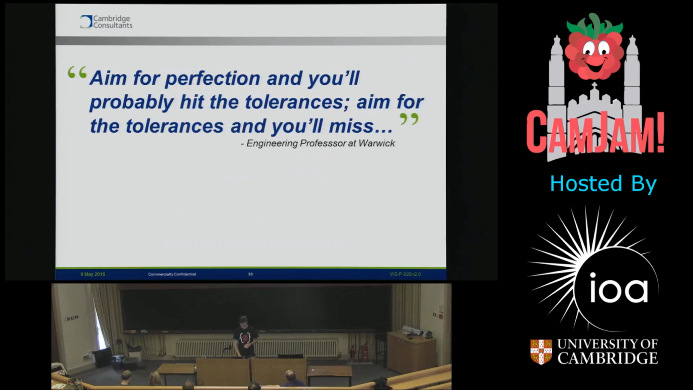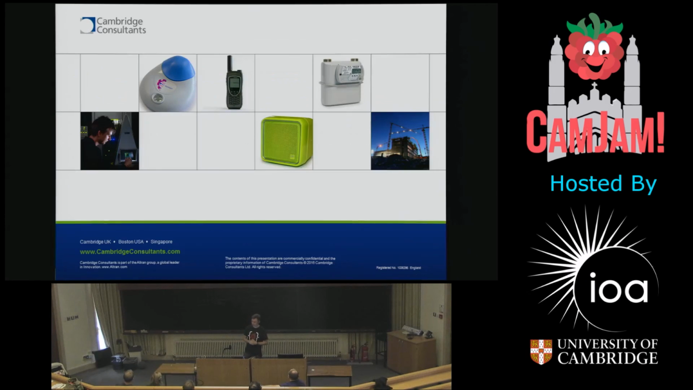And I'll leave you with a quote from one of my professors at the University of Warwick. He said, if you aim for perfection, you'll probably hit the tolerances, and that's all right. If you aim for the tolerances, if you aim to produce something that's okay, you'll miss. So aim for perfection, see how many of these you do on your project, and come and talk to me afterwards. Thank you very much.